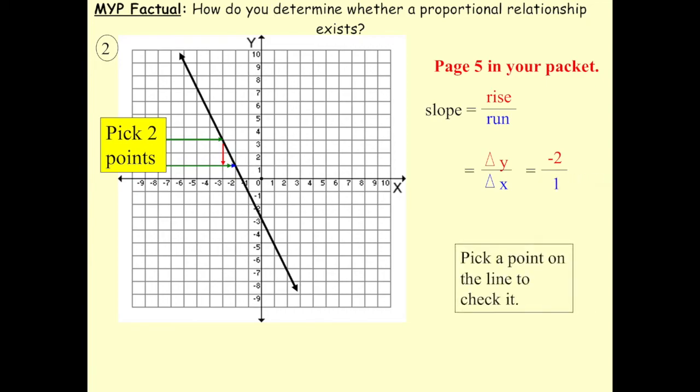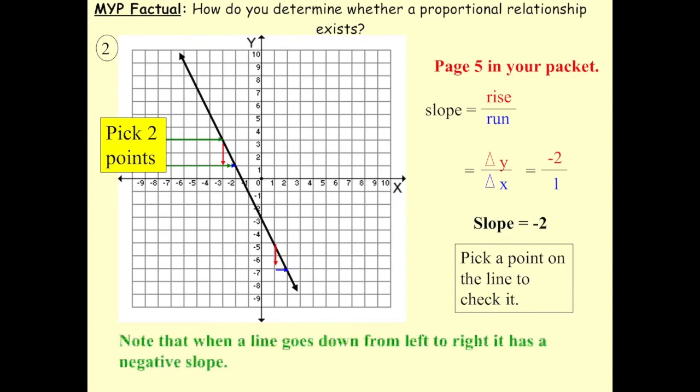Pick a point on the line to check it. You can pick any other point on the graph. See if you go down 2 and then to the right 1, if you end up on the graph. And you do. The slope equals negative 2 because negative 2 over 1 reduced equals negative 2. Note that when a line goes down from left to right, it has a negative slope.